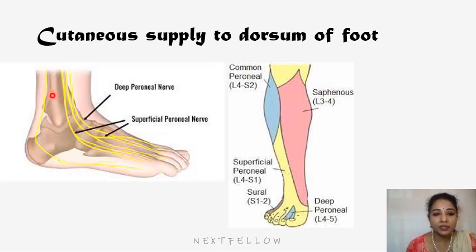We can see the branches here from the superficial peroneal nerve, which distribute along the dorsum of the foot. The branches of the superficial peroneal nerve supply the skin on the dorsum of the foot and also all the toes except the lateral side of the fifth toe and the adjoining sides of the great and second toes, that is the first web space, which is supplied by the deep fibular or deep peroneal nerve.